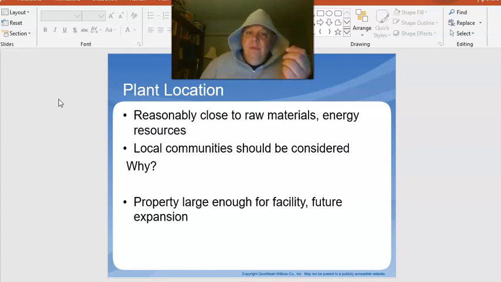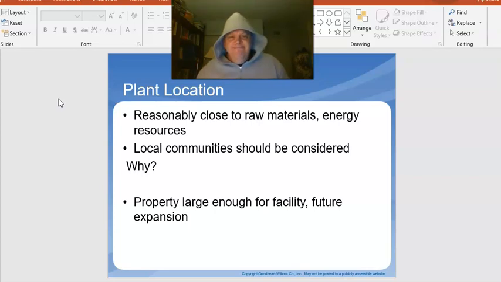Okay? It's called chemical engineering in the real world. Now, local communities should be considered. How come? I mean, think about it for a moment. Why would it matter to consider the local communities? What do we have going on there for that?